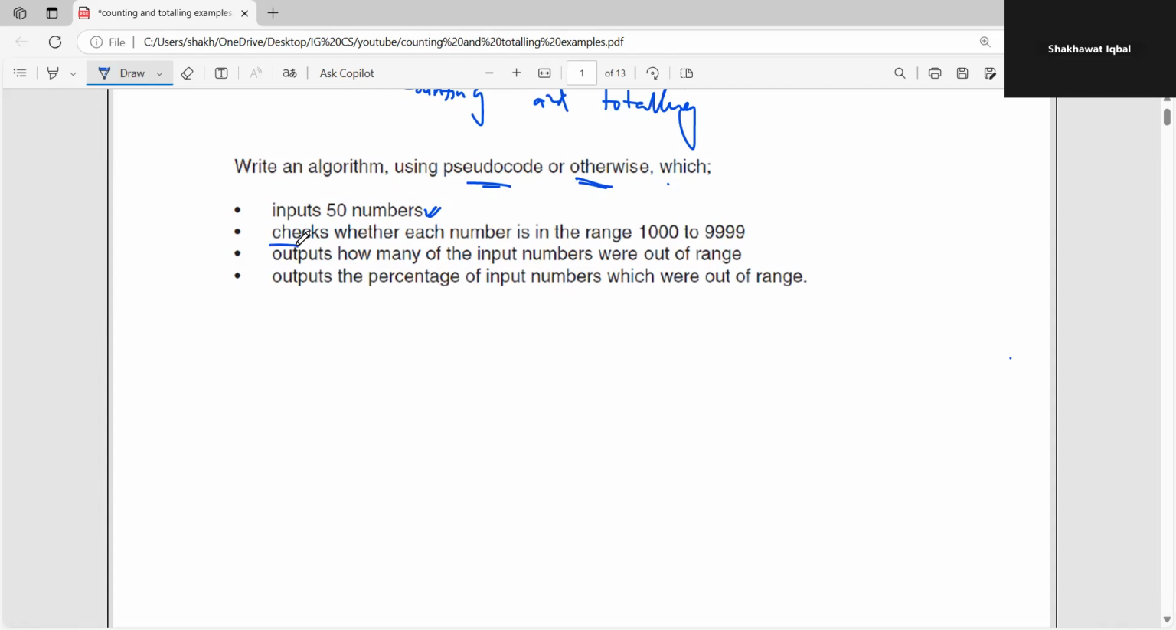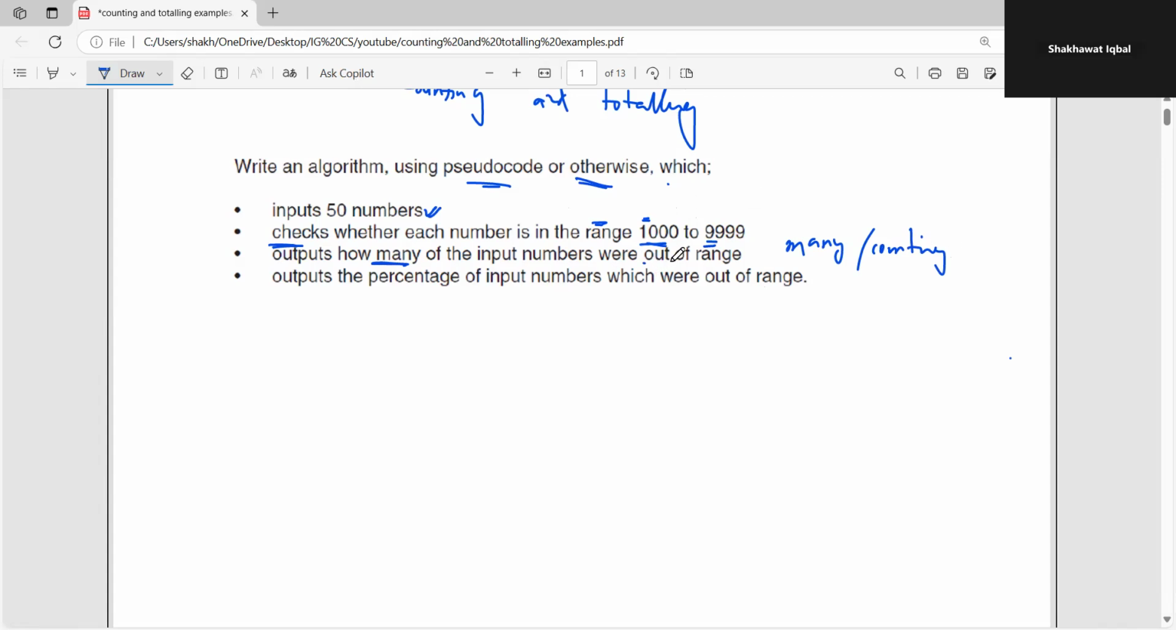Check whether, check only. Check means a kind of validation. It's not a validation, it's just a check, and you have to give an output whether the number is in the range of 1000 to 9999. When they are talking about the range, it is inclusive. It is greater than or equal to 1000 and less than or equal to 9999. Output how many? How many means counting. Counting always depends on a condition and increases by one.